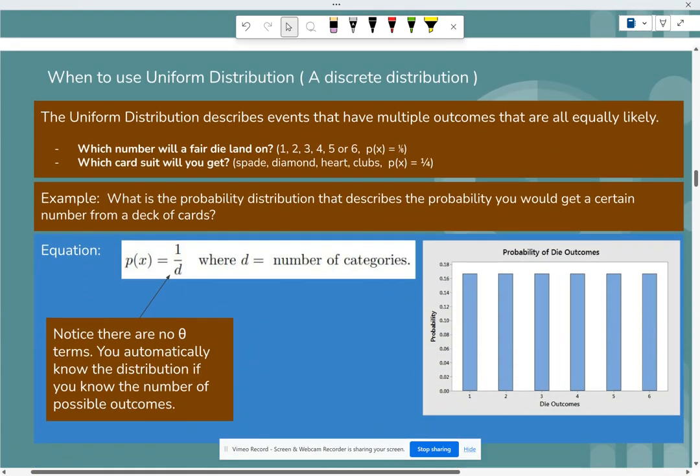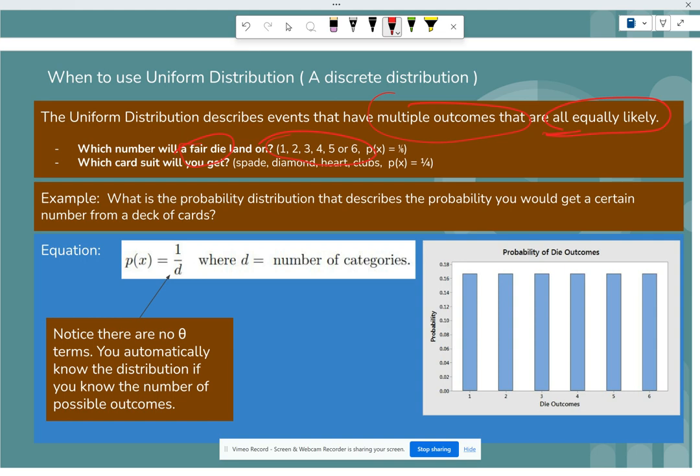The next one is called uniform distribution for the discrete case. The uniform distribution describes events that have multiple outcomes, but they're all equally likely. So they're kind of like categorical. But in categorical, you can't just assume they're all equally likely. But in a uniform distribution, they are. So if you have a fair die, for example, then you'll be like 1 to 6, right?